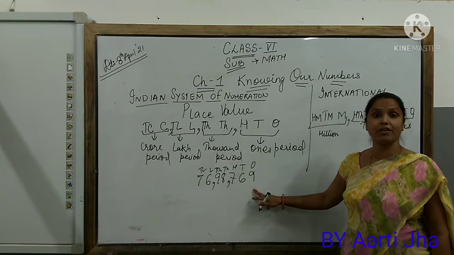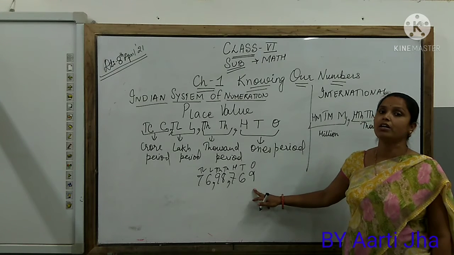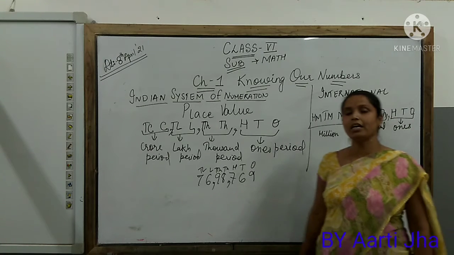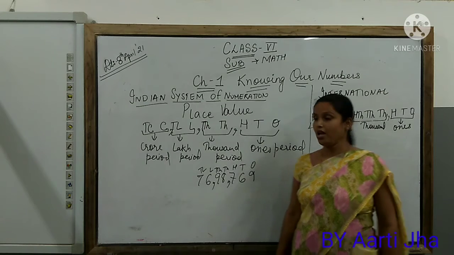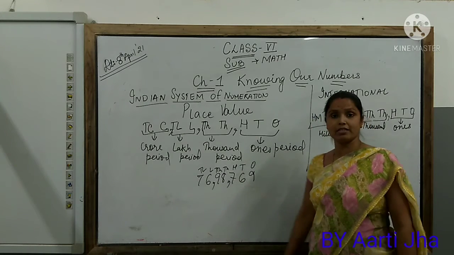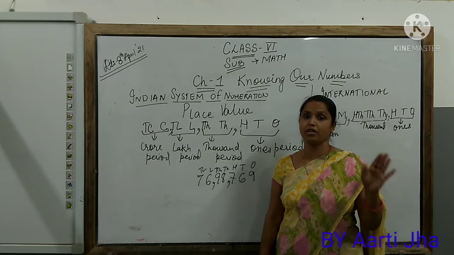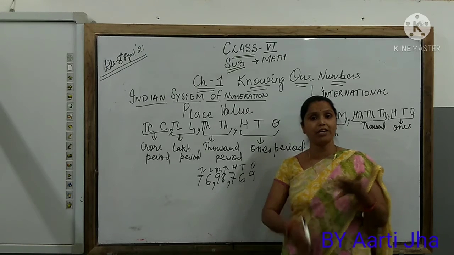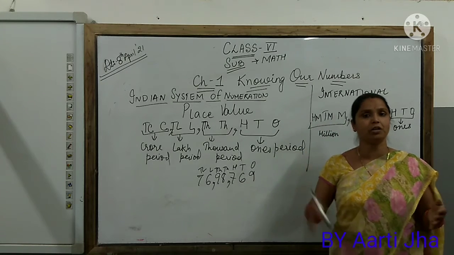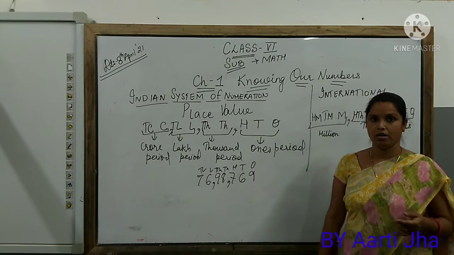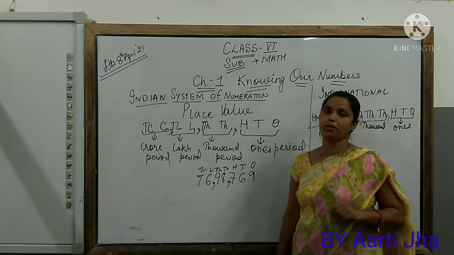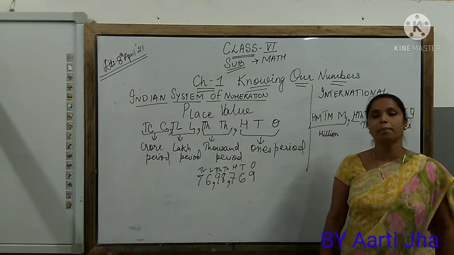76,98,769. You can see that when I am reading it, I am using the groups. I am taking the help of the place values for reading. 7698769 is not the correct way of reading any number, whether it is a 7-digit number, 6-digit number, 8-digit number or 9-digit number. The correct way is to read them in groups of the place values.